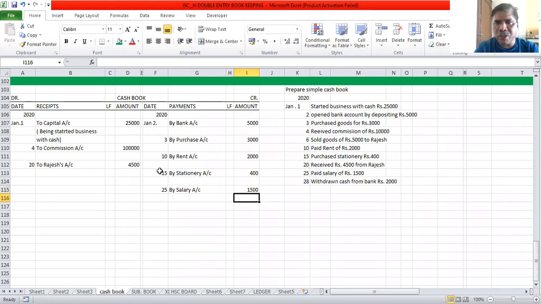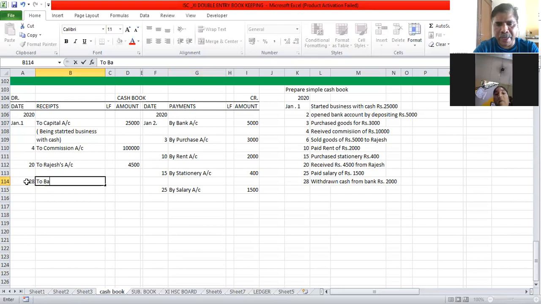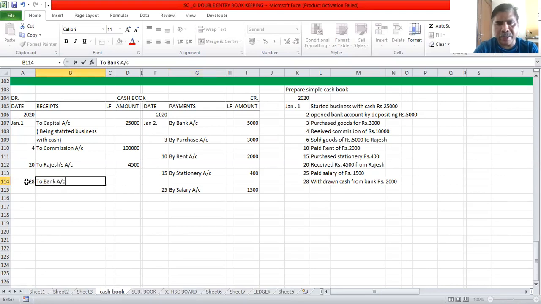On the 28th, withdrawn cash from bank rupees 2,000. Received, so receipt side. To date 28, what should I write? To bank account, because bank is the giver of the money. So bank account amount is 2,000. Okay.